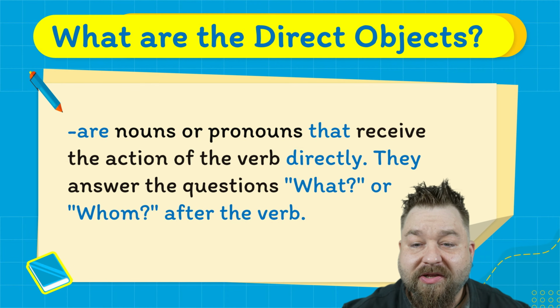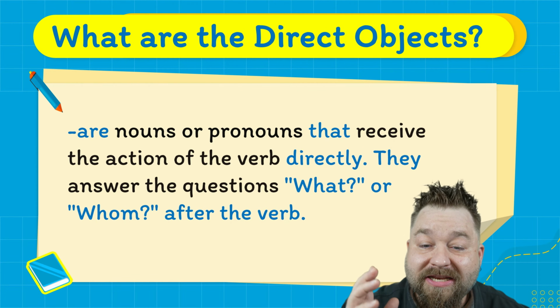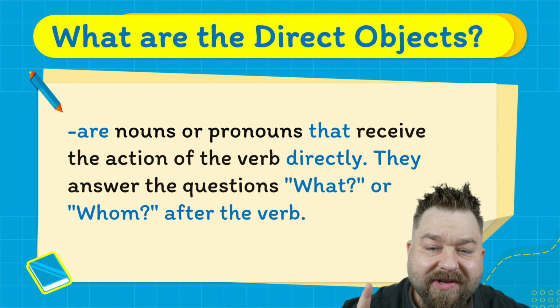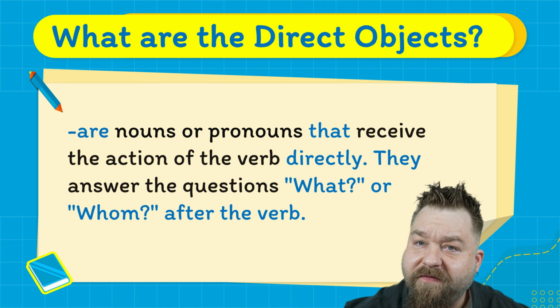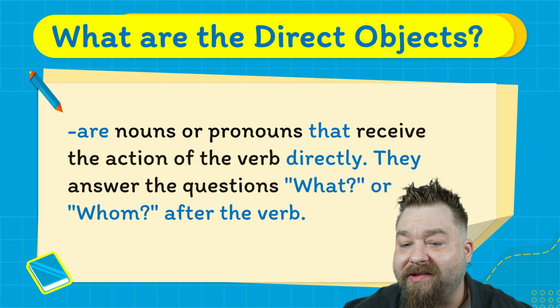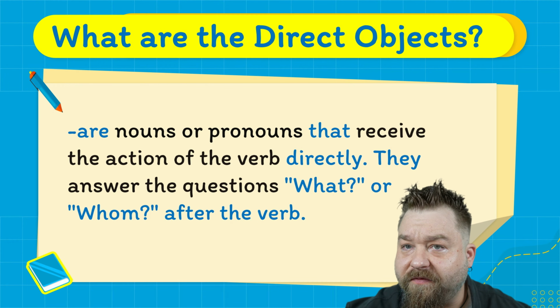We are still in unit number 3, and this is lesson number 2, all about direct objects. Now, what's a direct object? I'll tell you. Direct objects are nouns or pronouns. They're things that receive the action of the verb directly. They answer the question what or whom after the verb.